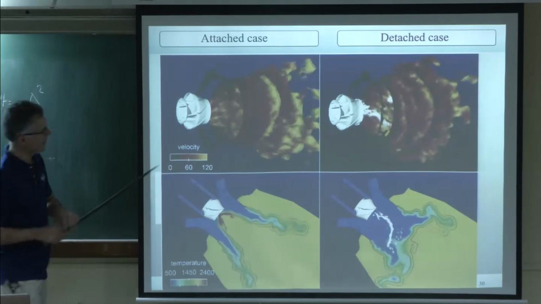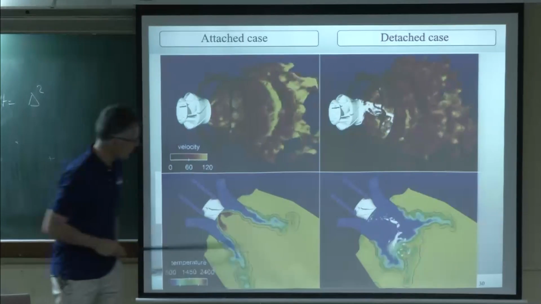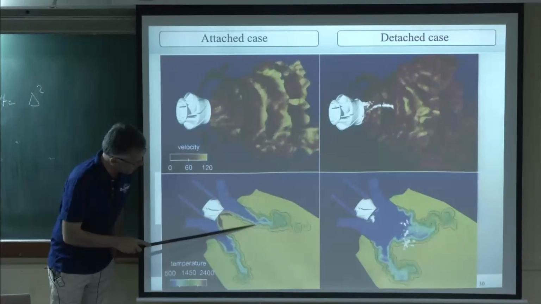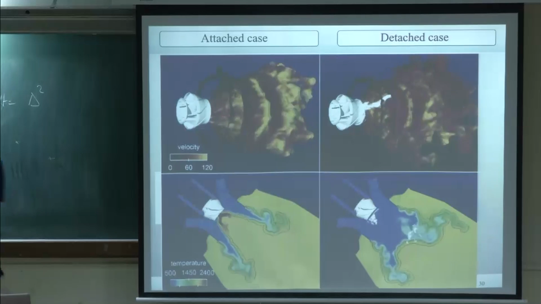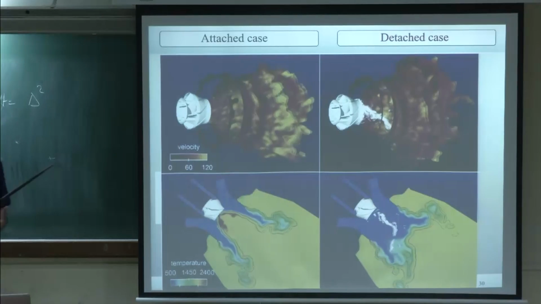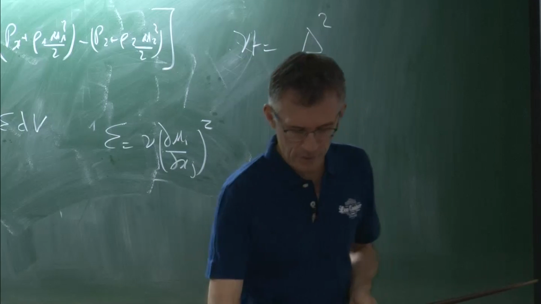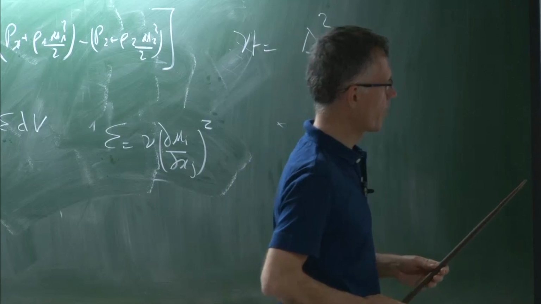Here you have the attached case where you pulse the inlet, and here you have the detached case where you pulse the inlet. The pulsation, you can see it here. This wave here is not very strong. You don't want to make it too strong because then you're not in the linear regime. You don't want to make it too small because you don't see it. So you have to find a good compromise, but that's not so difficult to do. And you can obtain the flame transfer functions.